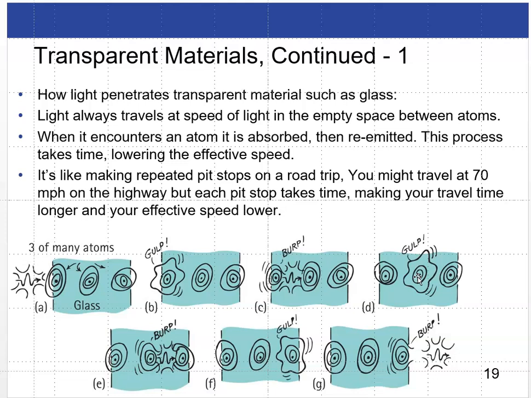The electrons of that become more energized, but eventually they give up that energy, emit another photon, and the thing keeps going. Light always travels at the speed of light in the empty space between the atoms because it's a vacuum. When it encounters an atom, it is absorbed and then re-emitted. This process takes time, lowering the effective speed. It's like making repeated pit stops on a road trip. You might travel 70 miles an hour on the highway, but each pit stop takes time, making your travel time longer and your effective speed lower.